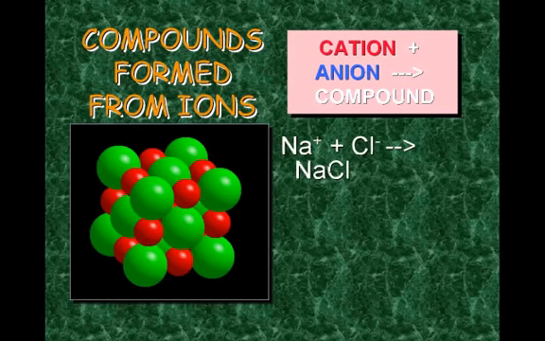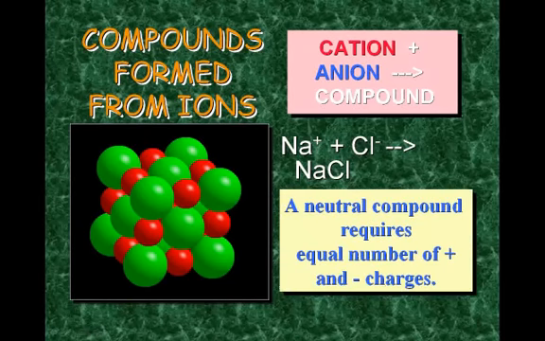For example, sodium with a +1 charge because it loses 1 electron, chlorine with a -1 charge because it gains 1 electron, and together, when they combine, it forms sodium chloride, and the net charge on sodium chloride is 0. The +1 and the -1 cancel each other out. So a neutral compound requires equal numbers of positive and negative charges.